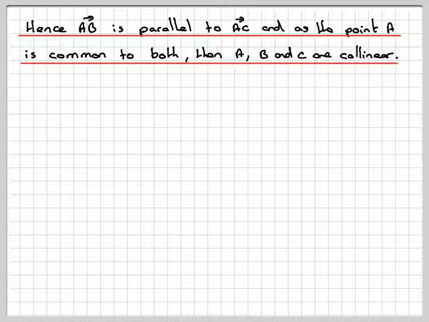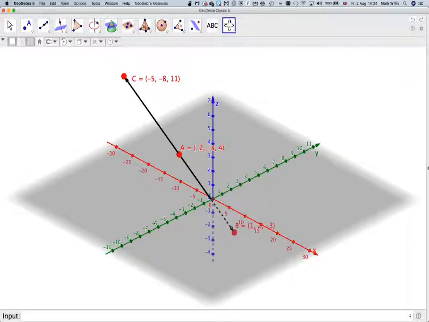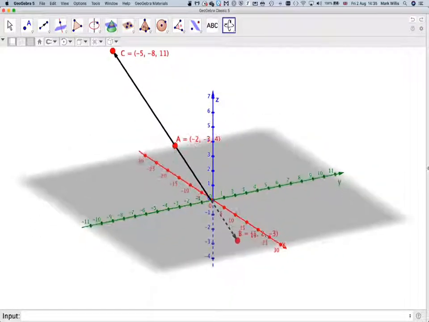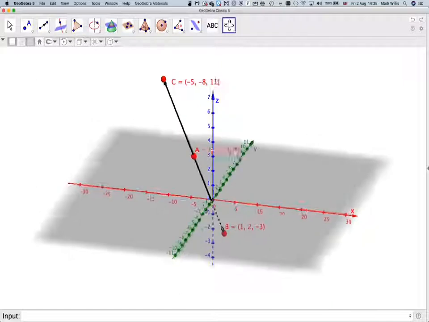And we just have one last look at the GeoGebra app. Okay, so you can see that these points lie in a straight line.